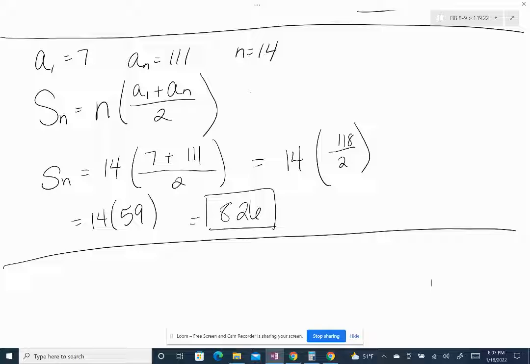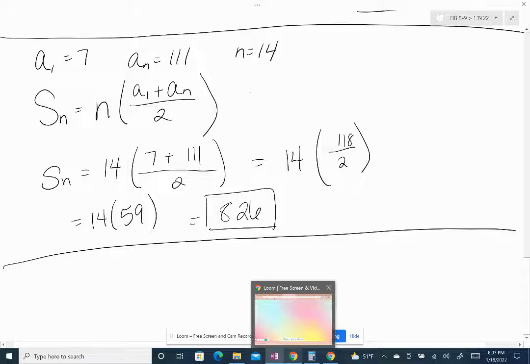So let's go ahead and take a look. If you know the first term, your d, which is your common difference, and then your n, which is your number.